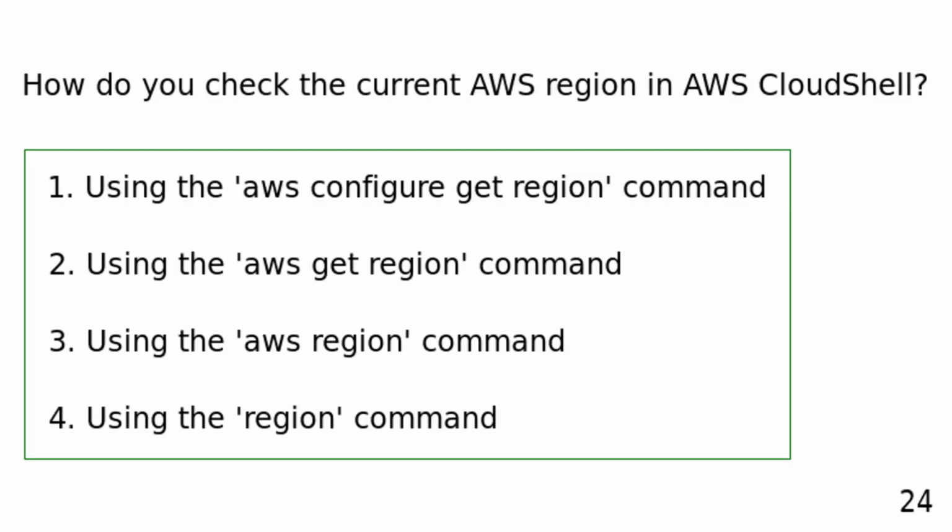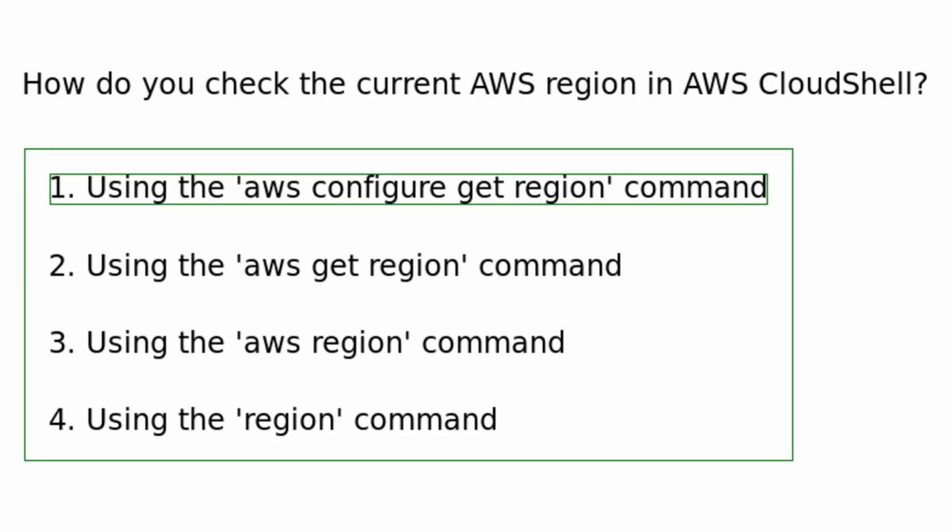How do you check the current AWS region in AWS CloudShell? Using the AWS configure get region command. Using the AWS get region command. Using the AWS region command. Using the region command. The AWS configure get region command shows the current AWS region in AWS CloudShell.